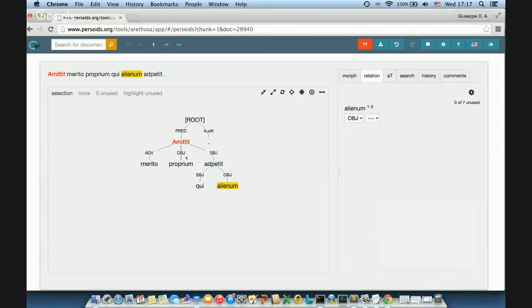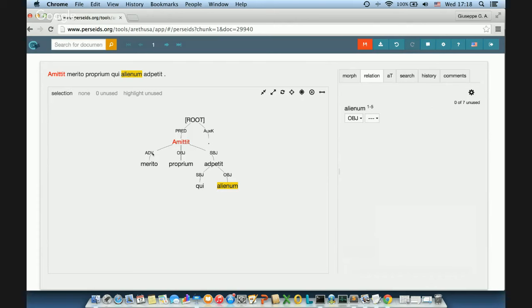So I think that most of the annotation here is clear. What about the adverb merito? We can assign the label adverbial, because here adv doesn't mean adverb. Adverb is a morphological category, while here we are talking about syntax, so this is an adverbial. If you are familiar with English grammar, you would usually use the term adjunct, okay?